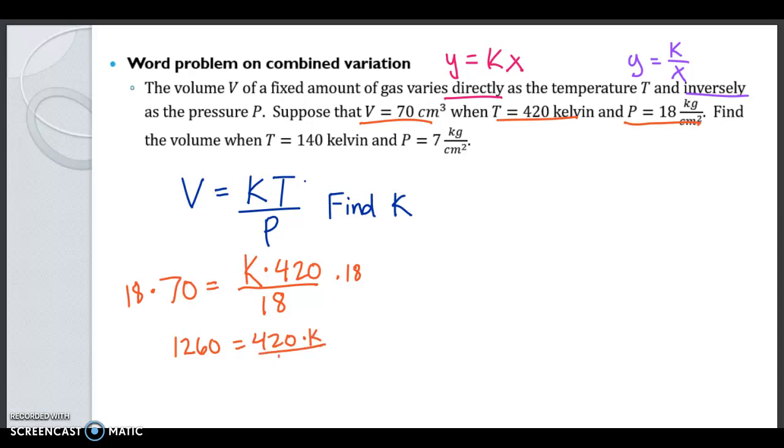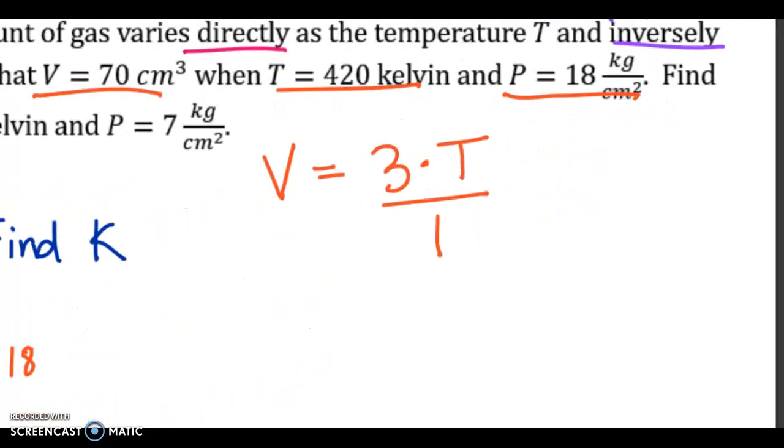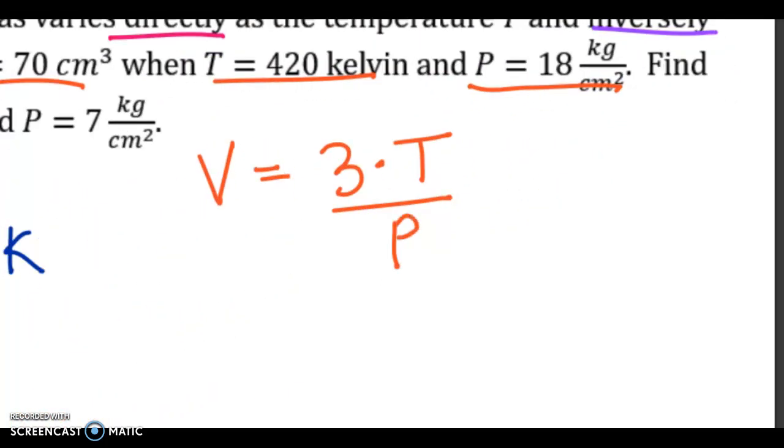So now let's divide by 420 on both sides. 1,260 divided by 420 is 3. So k equals 3. So what's my actual equation? My actual equation is V equals 3 times T over P. But my question, let's see if I can get that on there. It didn't want to work for me.